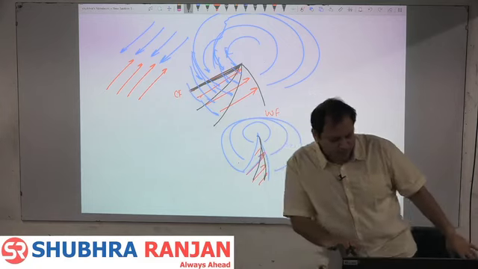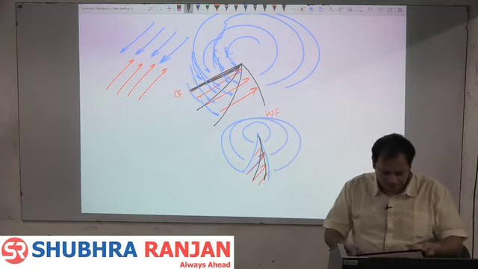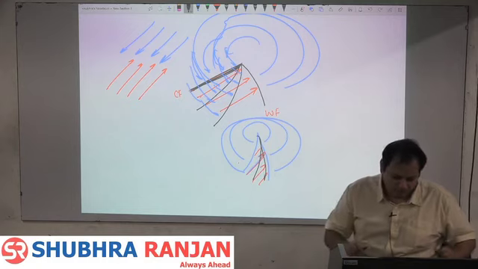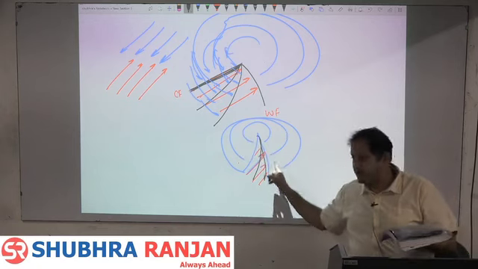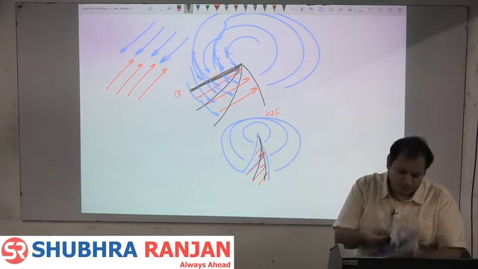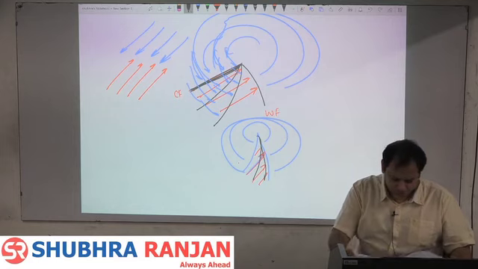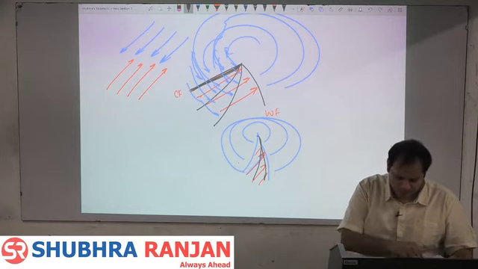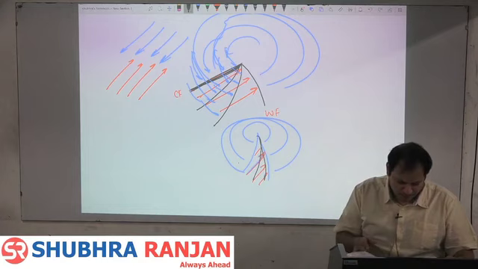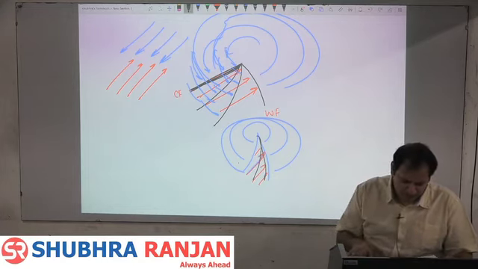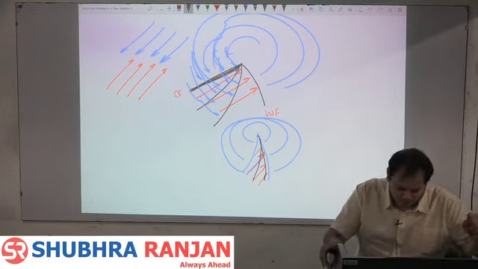So first, cold front occlusion. Therefore, we have written that the cold front overtakes the warm front. Cold front occlusion occurs when the cold front overtakes the warm front.